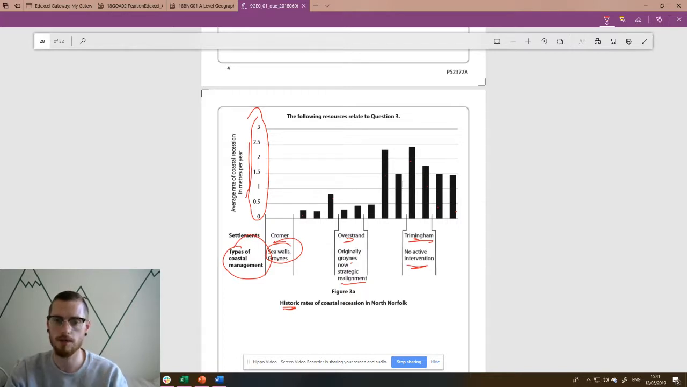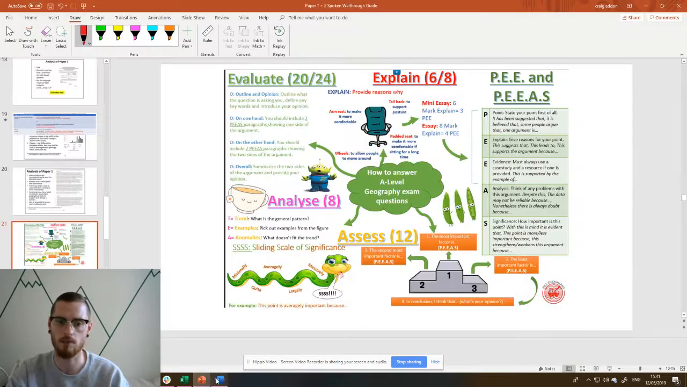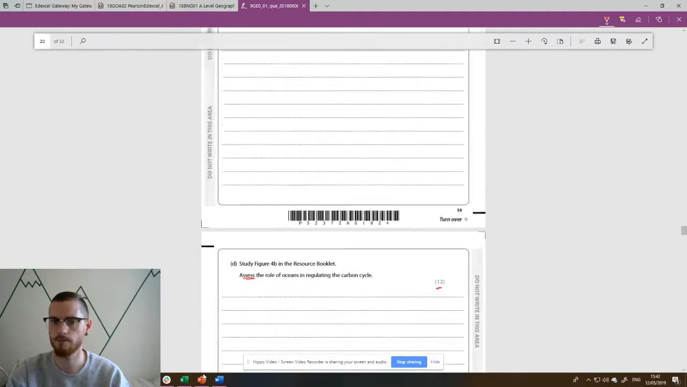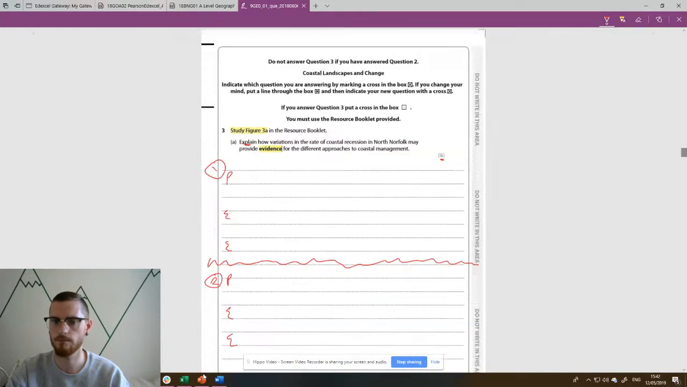They've given you 3 key pieces of information: meters per year, names of settlements, types of coastal management. We go back to the exam question, and here we are, the evidence section of our P. Let's say this is my evidence, EV for evidence. I need to be using that evidence there.